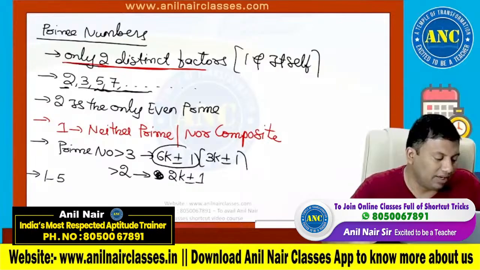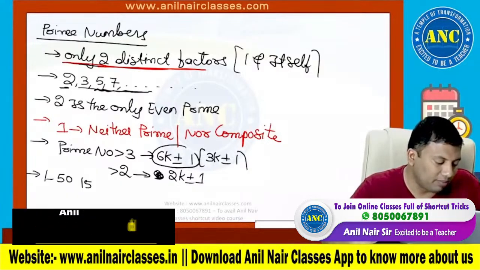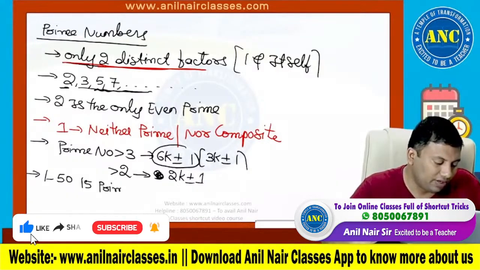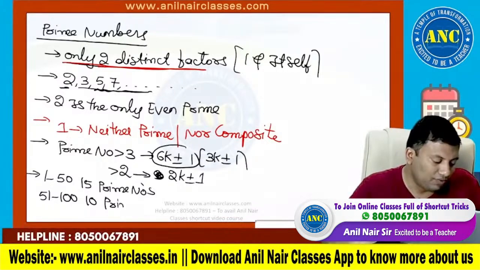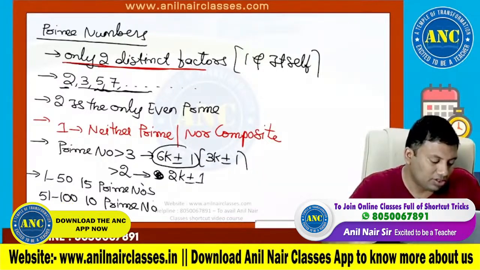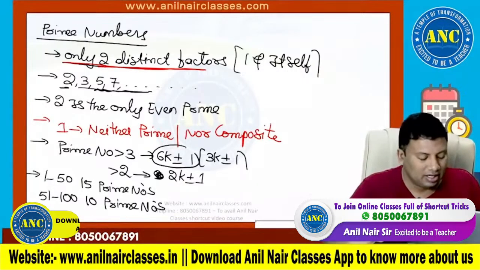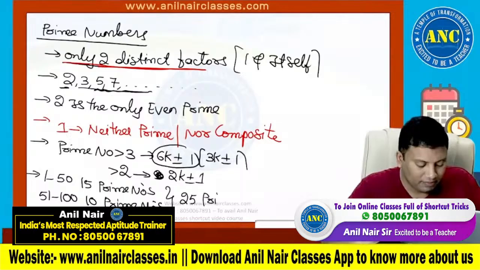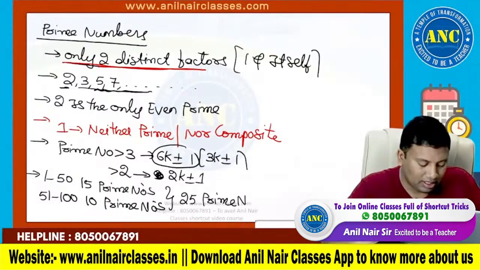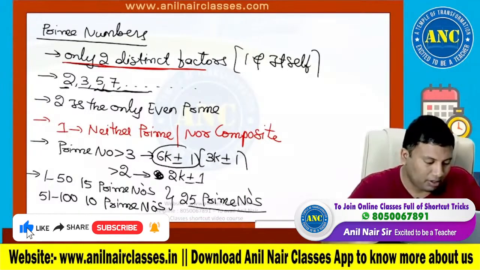From 1 to 50, 15 prime numbers exist, and from 51 to 100, 10 prime numbers exist. Total 25 prime numbers are there from 1 to 100. This is also a very important key point.